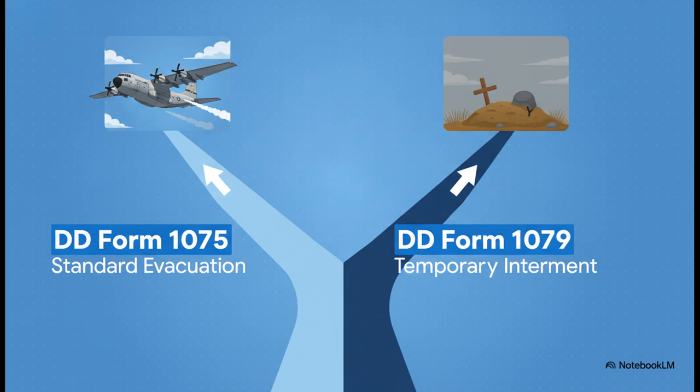It's the interment and disinterment register. If we are forced to conduct a temporary, dignified battlefield burial, this form becomes the absolute most critical document we possess. It is literally what guarantees we can find and recover our fallen when the hostilities cease.